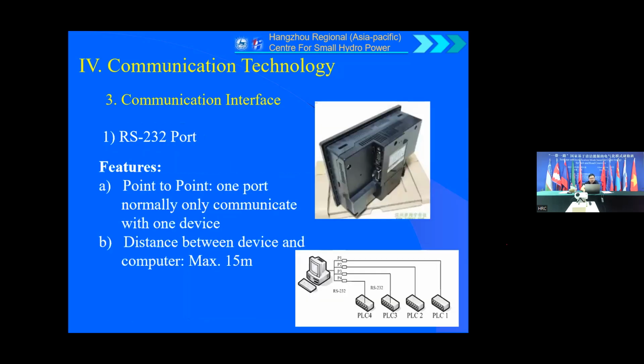The features for the RS-232 port: the first is point-to-point. One port normally only communicates with one device. The second feature is the distance between the device and the computer. Maximum distance is only 50 meters, only 50 meters from the port to the device. So it's not very widely used right now because we are using another serial port.